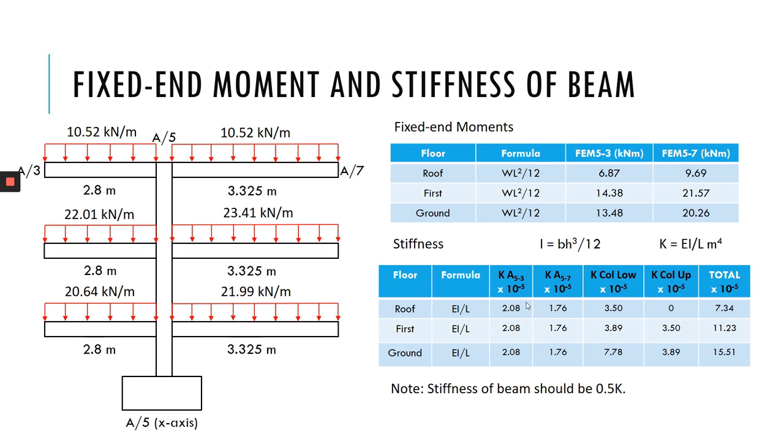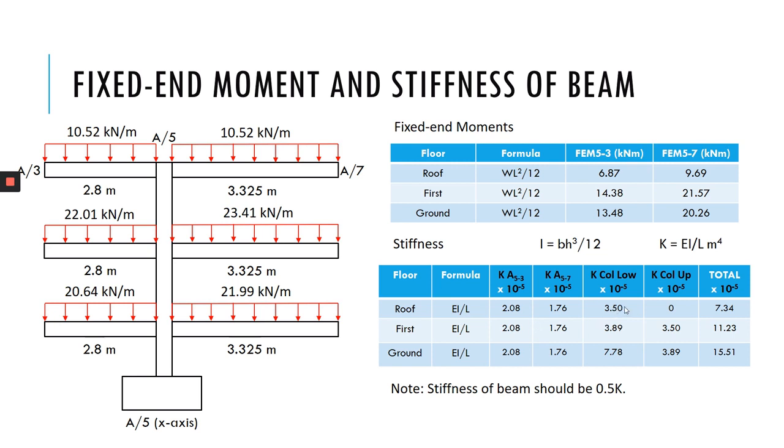So in order for you to calculate the stiffness for the column or for the beam here, EI over L is equal to your I over L. The length L is 2.8 meter. And then divided by 2 because we transfer half to this column and another half to this column.